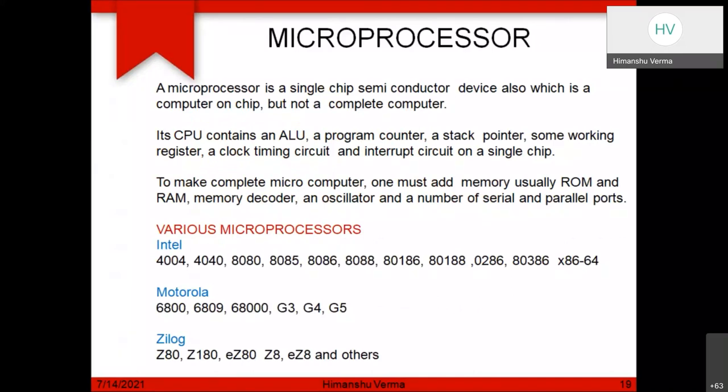A microprocessor is again a chip, a semiconductor device. We also call it a computer on a chip, but not a complete computer, right? It contains a processing unit, arithmetic logic unit, some counters and registers, timing circuits, and interrupt circuits. Here you can see some names of various processors by different companies. I think everyone knows about Intel, which produces the processors in every computer right now, and Motorola, then Zilog. There are a lot of companies, like AMD, all manufacturing microprocessors.